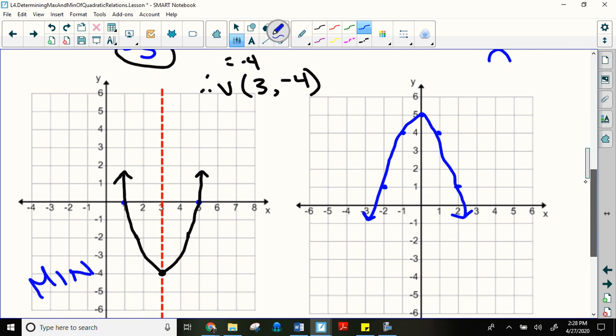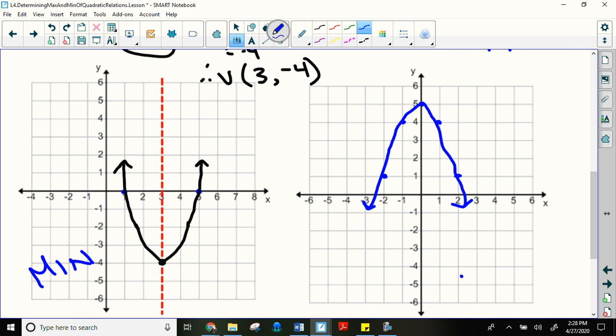So those are two ways we can figure out if we've got a max or a min. In this case, we've got a max. Nice. Come on back.